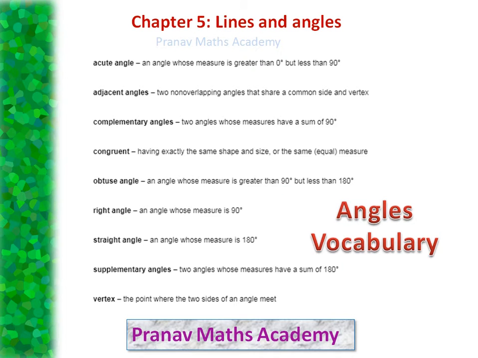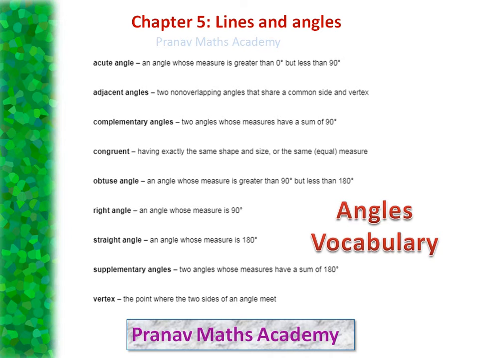Chapter 5, Lines and Angles. Acute angle: an angle whose measure is greater than 0 but less than 90. Adjacent angles: these are two non-overlapping angles that share a common side and vertex. Complementary angles mean angles whose measures have a sum of 90 degrees. If one angle is 50, then the other one is 40 degrees.